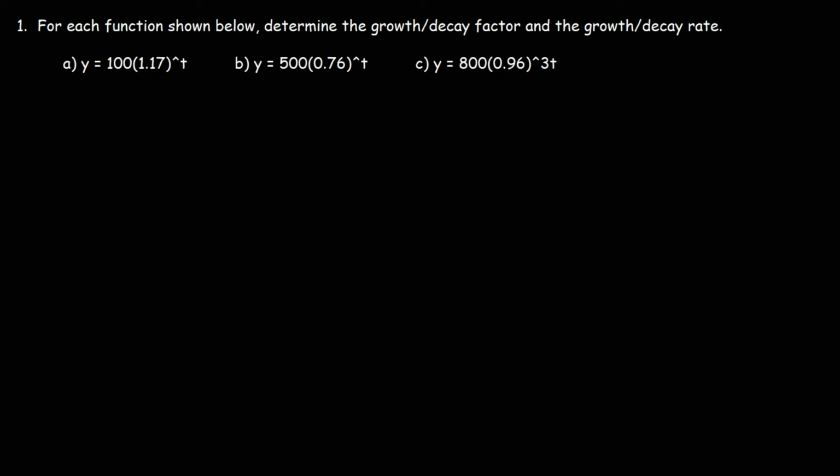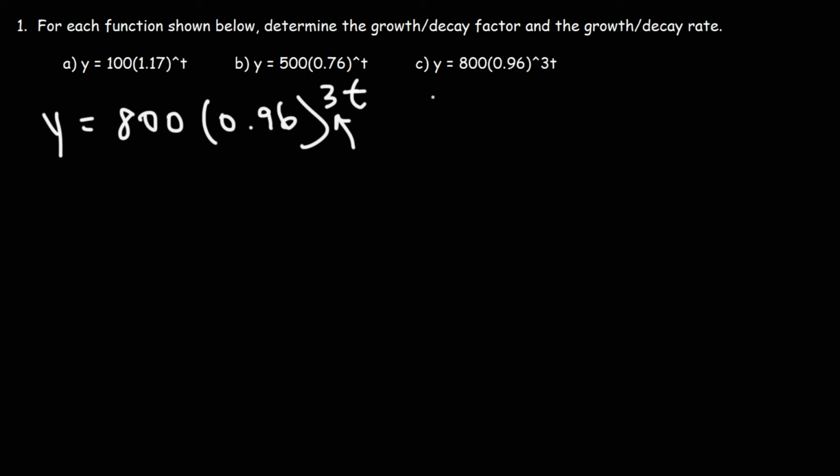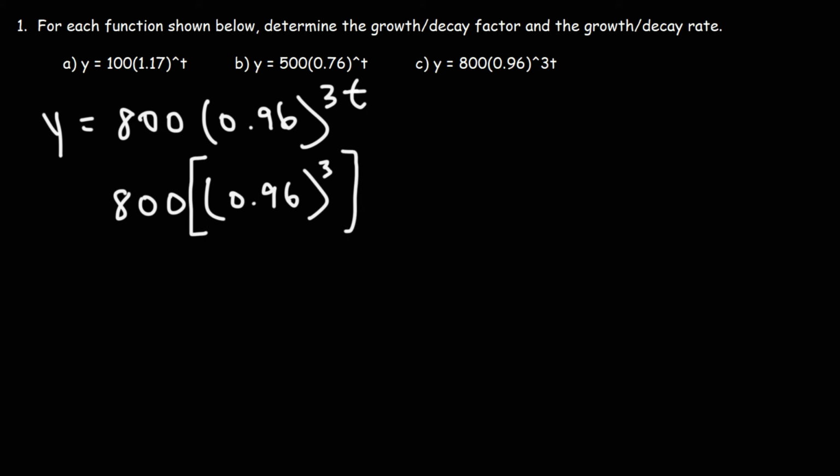Now what about part C? So we have y is equal to 800 times 0.96 raised to the 3t. Notice this number 3. We only want just the t variable on top. So we're going to have to do some extra work here. 0.96 raised to the 3t is the same as 0.96 to the third power raised to the t. When you raise one exponent to another, you need to multiply them, thus giving us 3t.